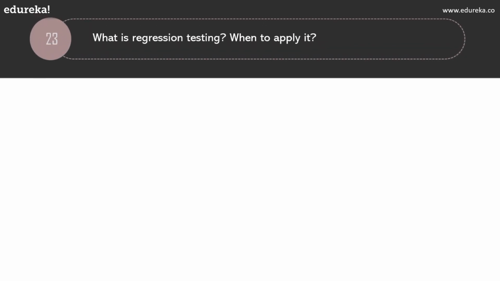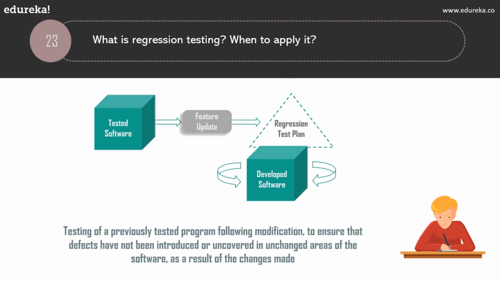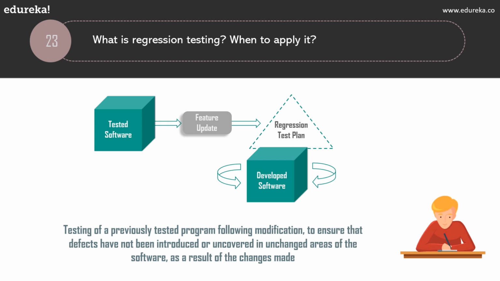Moving on to our next question, what is regression testing and when to apply it? A regression test is basically a system-wide test whose main purpose is to ensure that a small change in one part of the system doesn't break the existing functionality elsewhere in the system. So if you consider regression as an unintended change, then this type of testing is the process of hunting for those changes. In simple terms, it's all about making sure that your old bugs don't come back to haunt you.